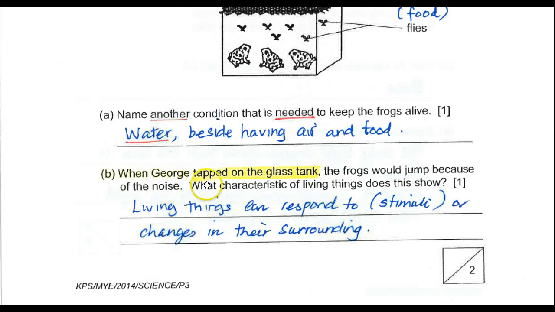Next, when George tapped on the glass tank, the frog would jump because of the noise. Okay, the characteristic of living things shows that living things can respond to stimuli, which is the knock or changes in the environment. It was peaceful at first, but somebody knocked, which caused that change. The tank became noisy. That's why they responded to it and they jumped.